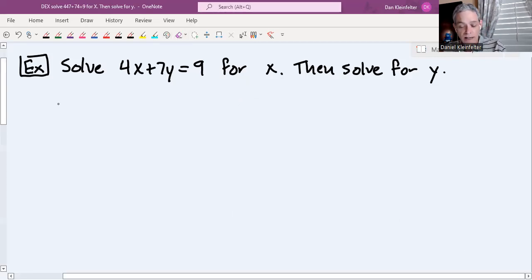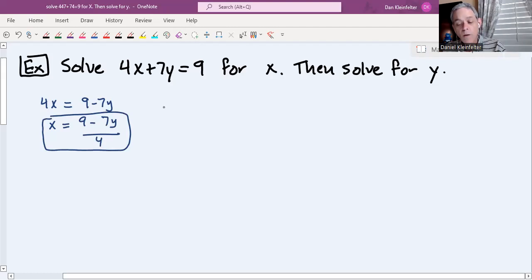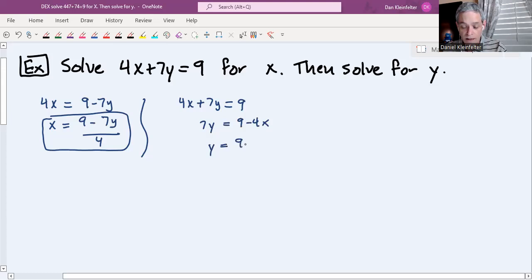Let's first solve it for x. So we'll have 4x equals 9 minus 7y. I subtracted the 7y from both sides. And then we'll divide by 4. So we have 9 minus 7y over 4, and that's our x. Okay, now we're going to solve it for y. 4x plus 7y is 9. This time we want the y by itself. So we'll subtract the 4x from both sides. So we'll have 9 minus 4x over 7.